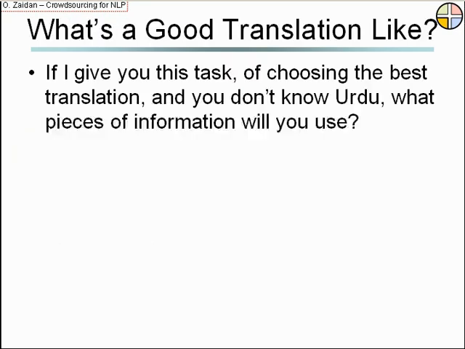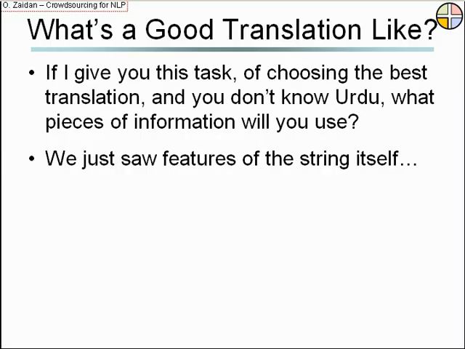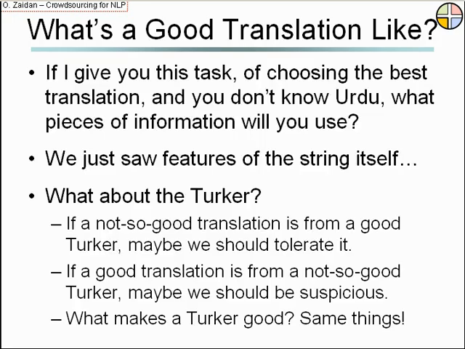So what other things can you do? This is the same task. I want you to pick the best translation. We just saw a number of features of the string itself, the English string. But what about the Turker? If there's a translation that doesn't look that good based on the sentence features, but it comes from a Turker that we know does good work, then maybe we should tolerate that translation. And vice versa, if a translation looks good in terms of the sentence features but comes from a not so good Turker, maybe we should be a little suspicious of it.